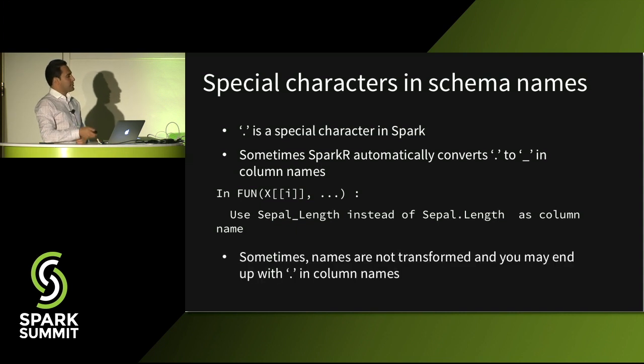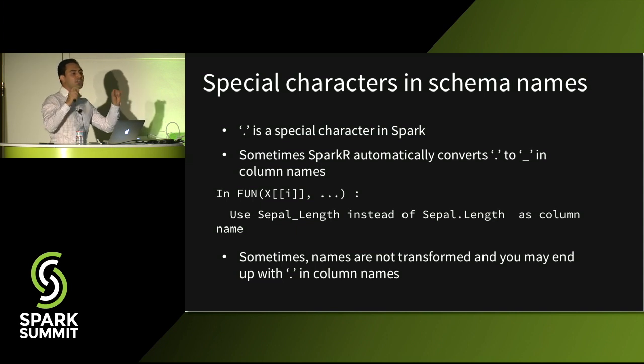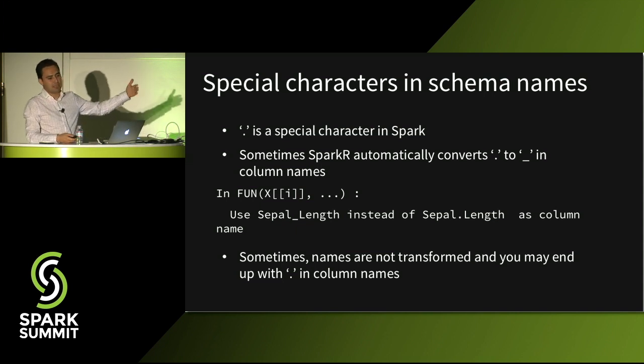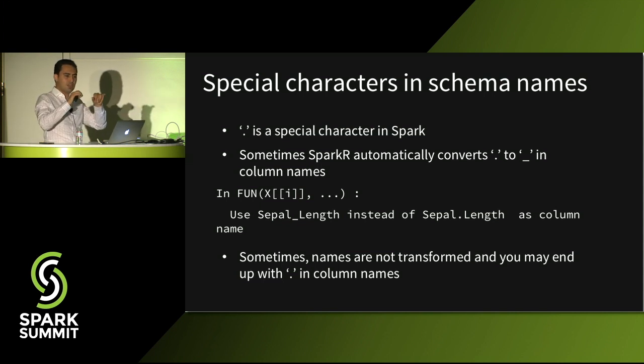Just to make it a little bit more fun, sometimes this conversion doesn't happen, and you end up with a dot in your name. Now it's super fun. Sometimes you actually have a dot in the name, and that dot has special semantics, and sometimes that dot is converted to an underscore. And in that case, if you call this dotted name, you'll not get anything. So just be aware of it. First of all, when you write your code, if you have dots, manually convert them yourself. Don't rely on this automatic conversion in the best case. And second, if you see errors with column names, double check the names to see maybe there was a conversion happening at some stage.